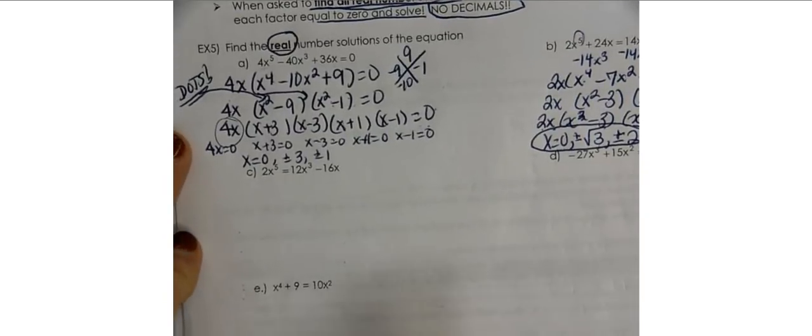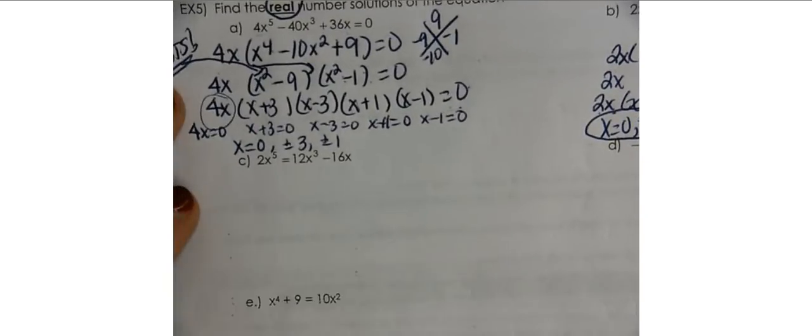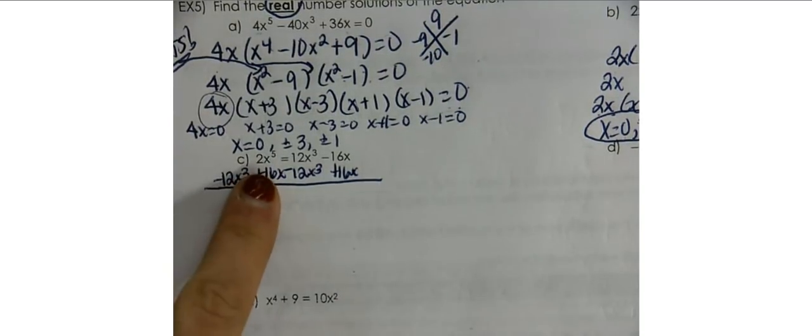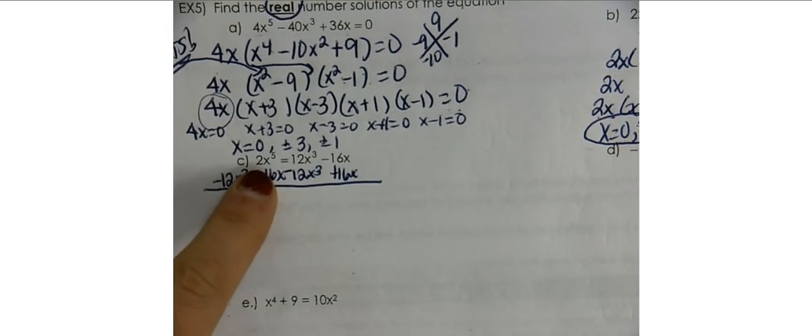Let's go ahead and look at letter C. For letter C, we want this to be equal to 0, and we also want our leading coefficient to be positive. So I would recommend bringing the 12x to the 3rd to the other side and bringing the 16x to the other side by adding 16x. You want your leading coefficient to be positive, and 2x to the 5th power would be our leading coefficient.